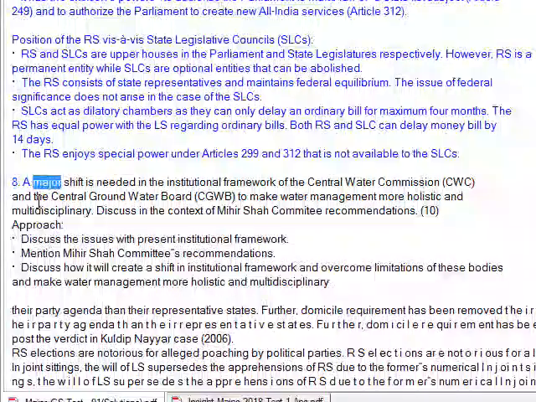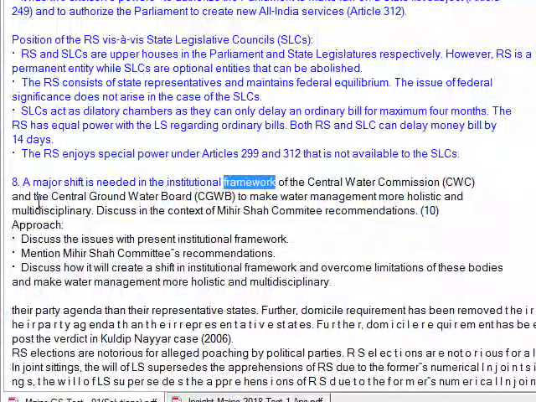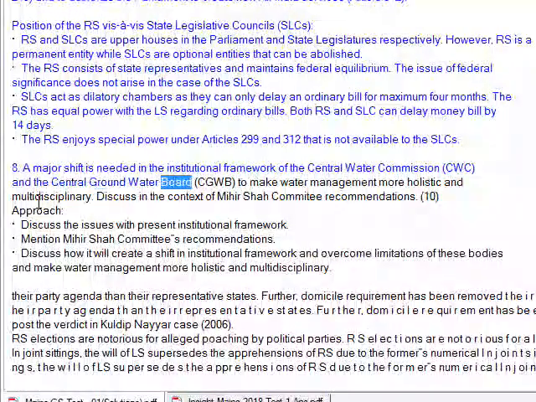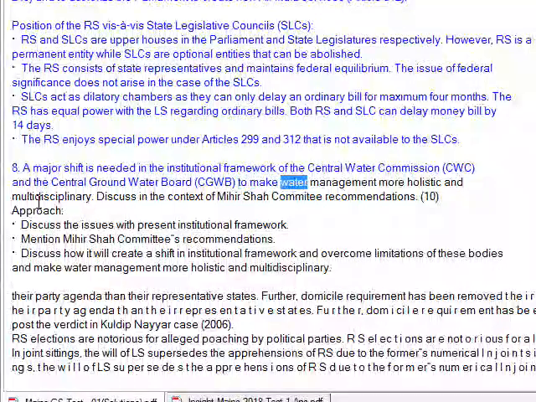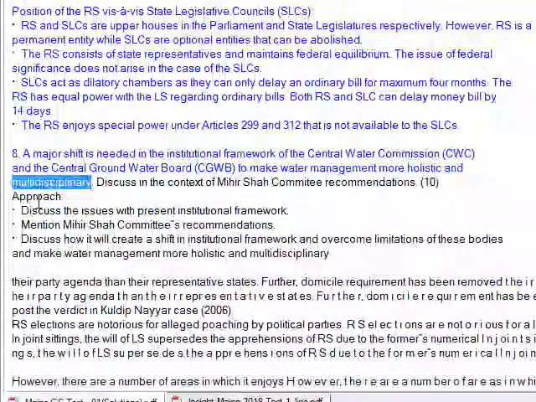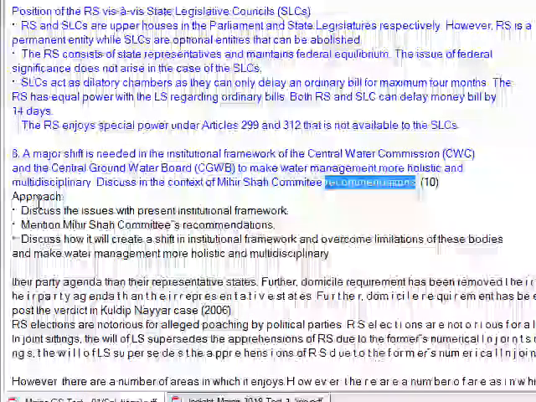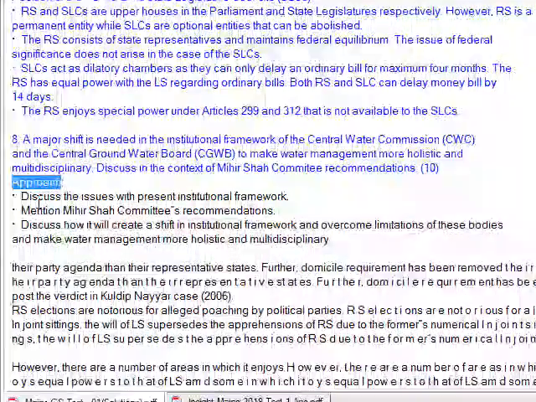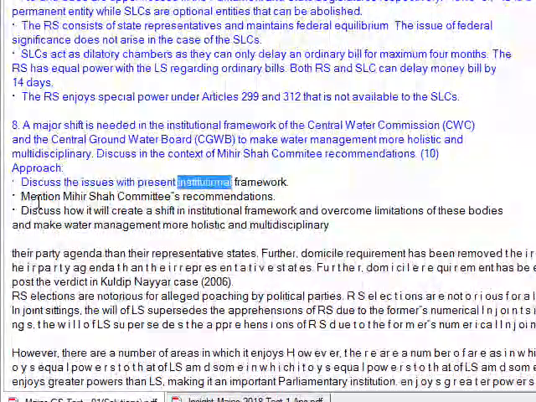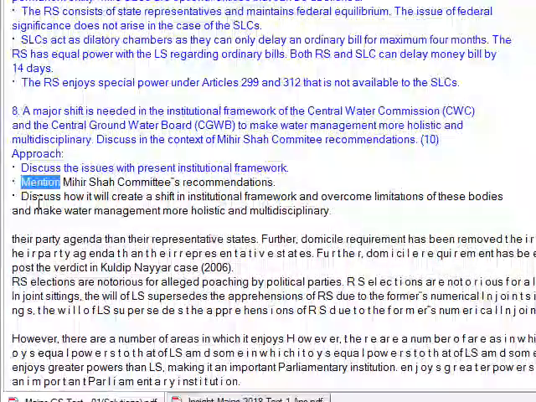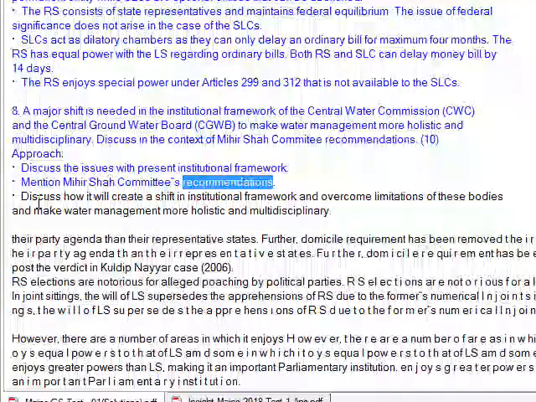A major shift is needed in the institutional framework of the Central Water Commission (CWC) and the Central Groundwater Board (CGWB) to make water management more holistic and multidisciplinary. Discuss in the context of Mihir Shah Committee recommendations. Approach. Discuss the issues with the present institutional framework. Mention the Mihir Shah Committee's recommendations.